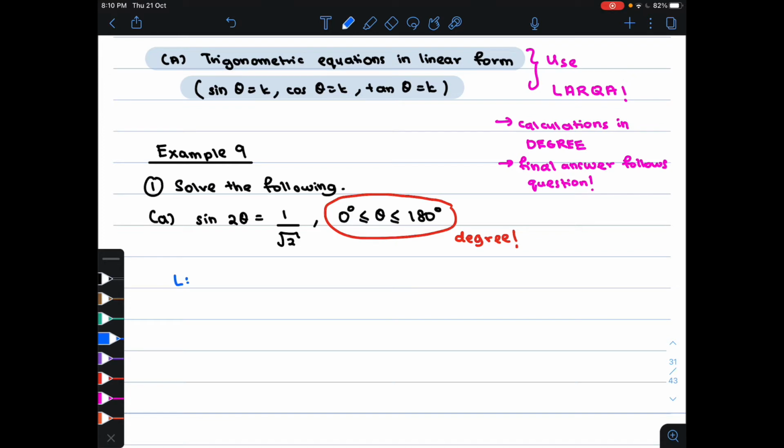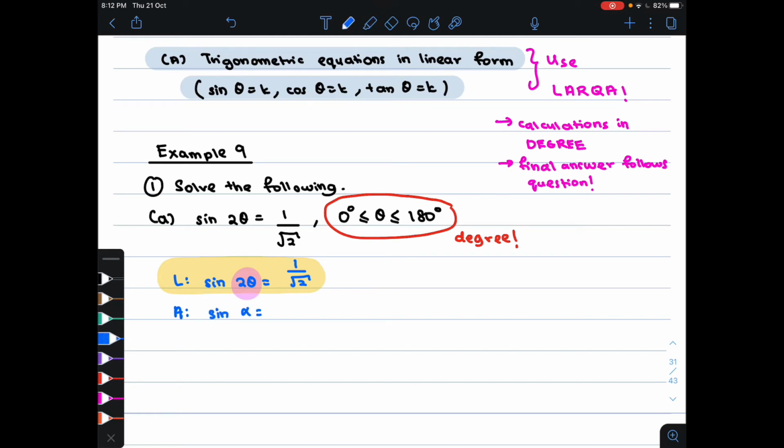So we'll start with L, where L is linear form. And this is already in linear form. Sin 2 theta is equal to 1 over square root 2. So we will refer to this linear form in order to find A, R, Q, and A. Next is A, which is alpha. This means that you need to find the value of alpha. So what you're going to do is copy down the linear form into A, but you need to change 2 theta to become alpha.